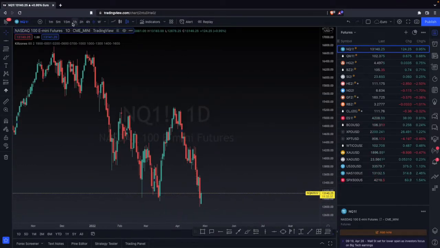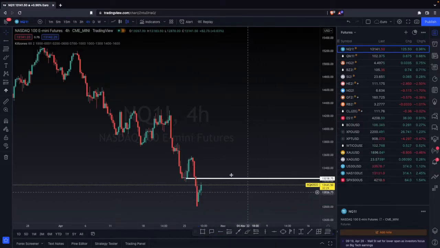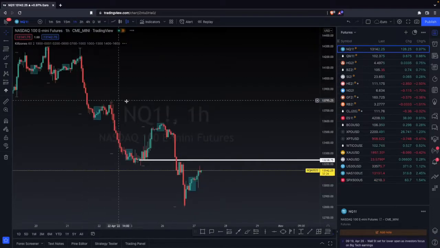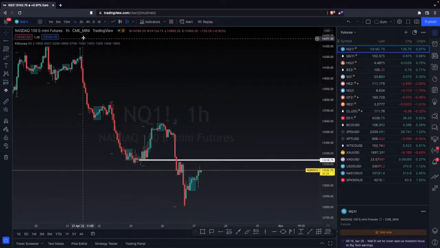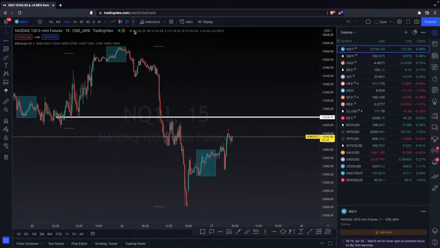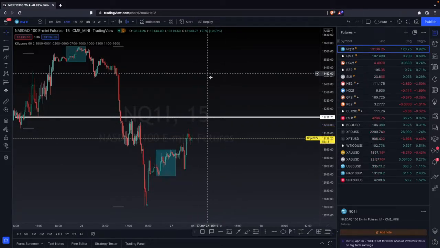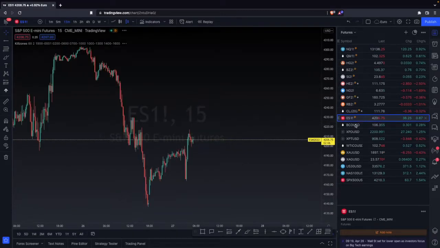We got that pullback to really end out the day, so pulling back now into the 4 hour area. We identified that here, and then we keep dropping down to 1 hour and then 15 minute. That is what I'm looking at in terms of Nasdaq. So a bit of a bounce, but really it's going to be more of a dead cat bounce to continue lower, which doesn't make me that much happier, especially with my stock portfolio.